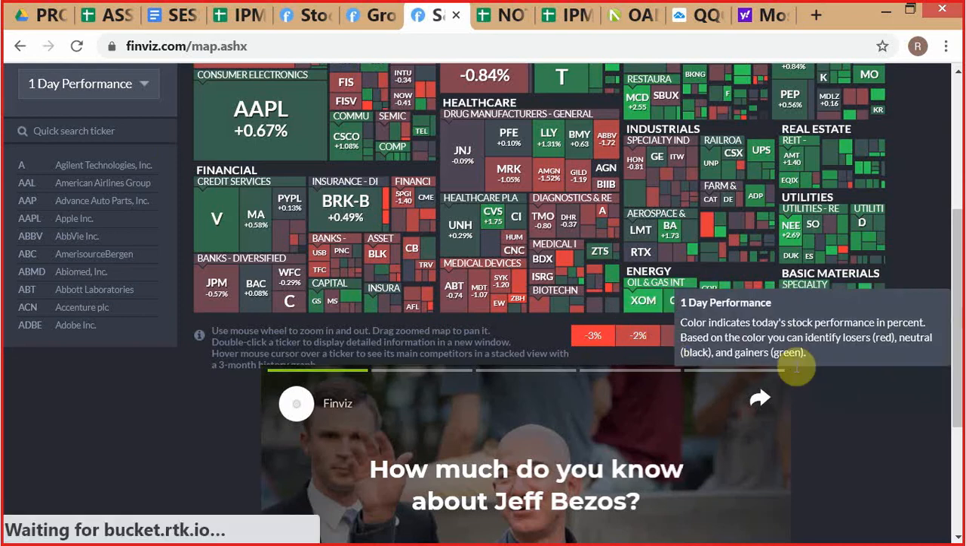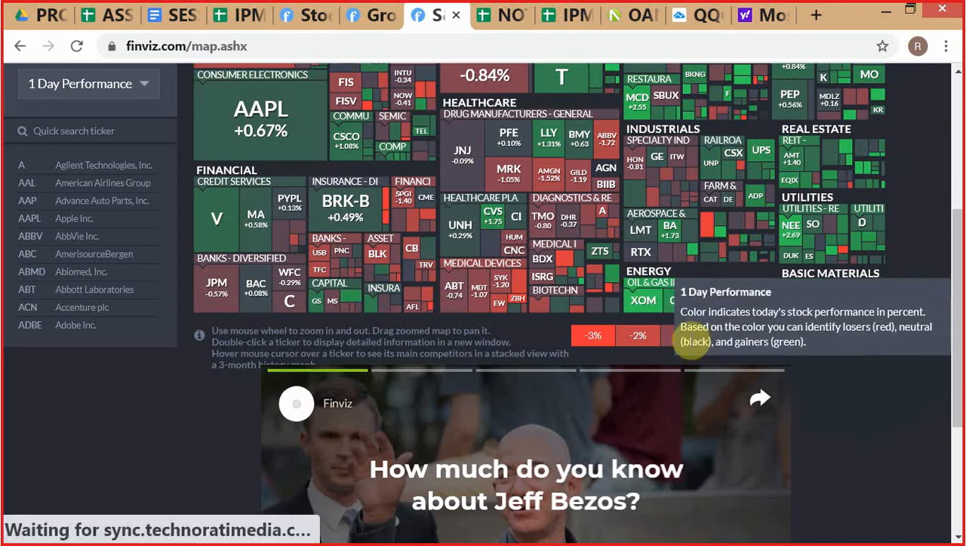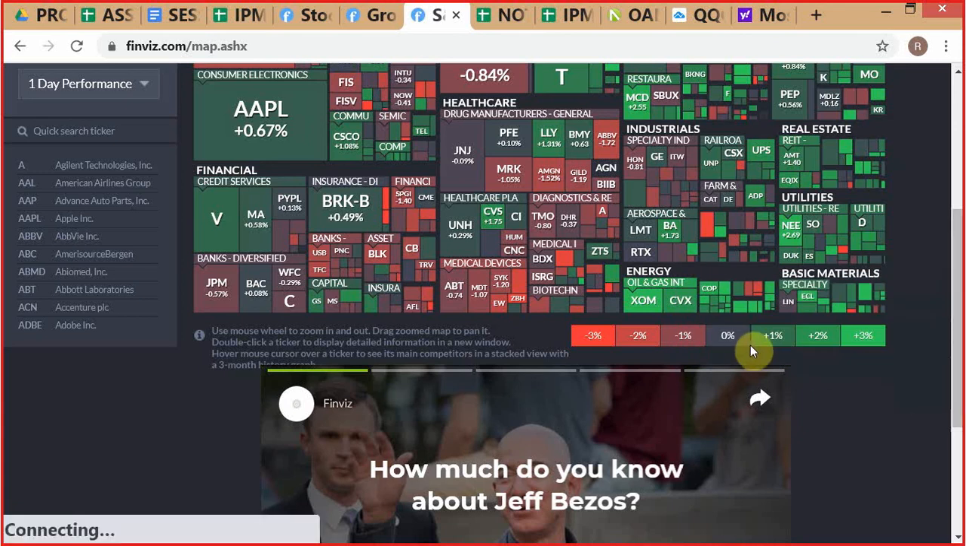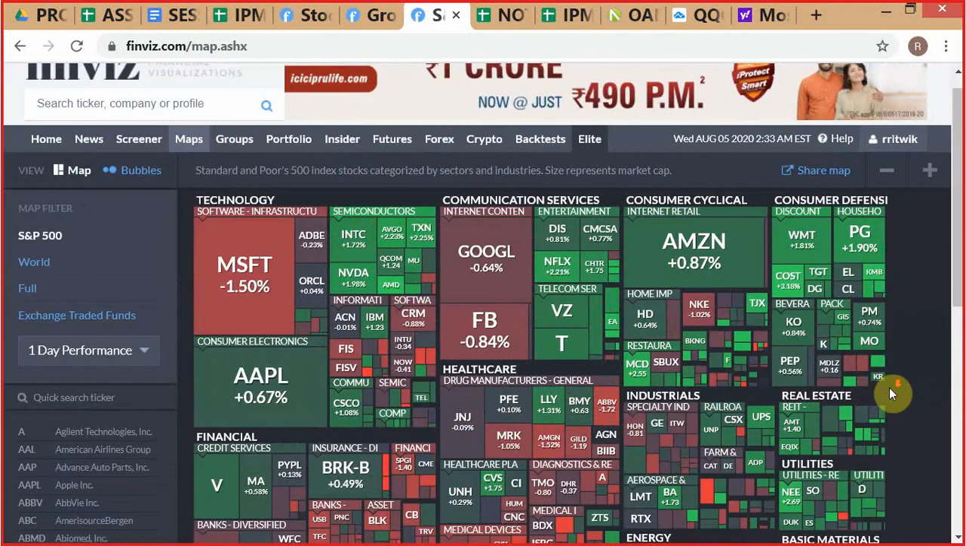Little bit less red means -2%. And little bit less red, even less red is -1%. Similarly, then here you have +3%, +2%. And so the green, you understand the idea, right?